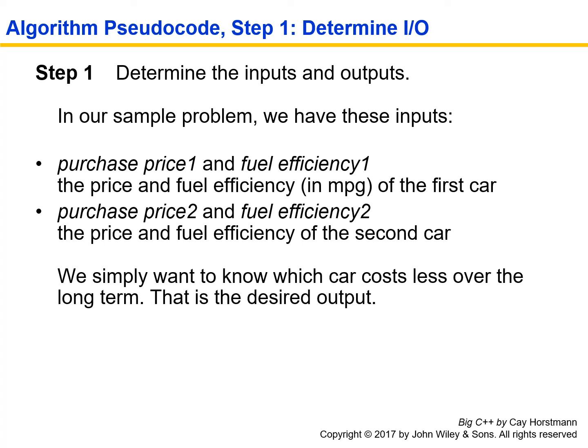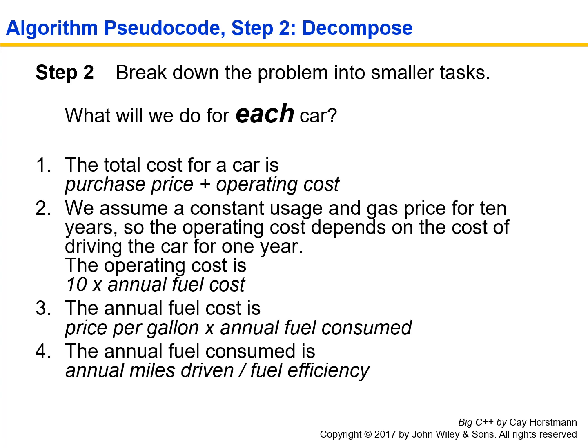Okay, a first step in algorithm design is determining your inputs and outputs. The inputs are purchase price 1 and fuel efficiency 1 for the first car, purchase price 2 and fuel efficiency 2 for the second car. Our output is simply which car costs less over this 10-year period.